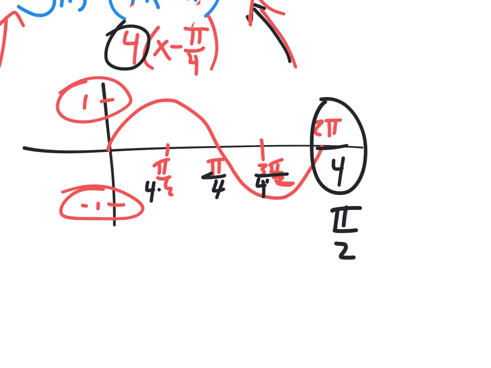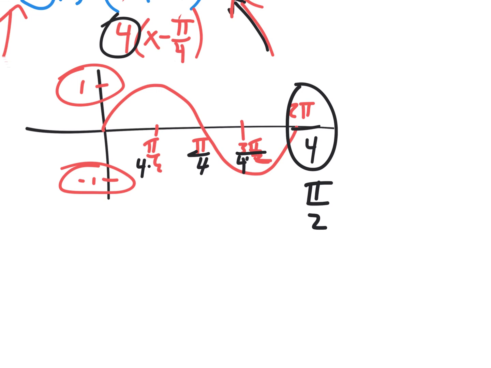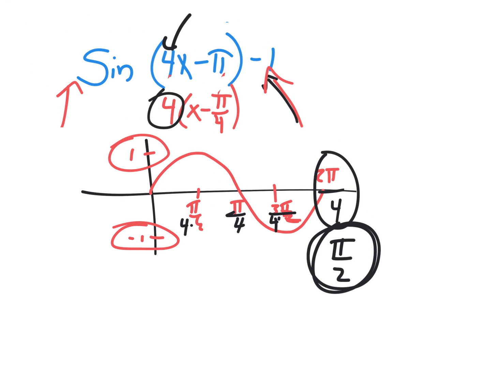Do you see how the period changed? Why? Because it gets a cycle done quicker. Why? Because of this 4 here, which made it finish up faster. It's like scrunching it down. It's not stretching it out, it's scrunching it down. It finishes faster. So instead of 2 pi, it finishes up in pi over 2. All right, so this thing's period changed.